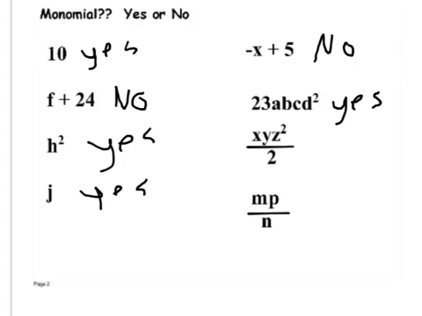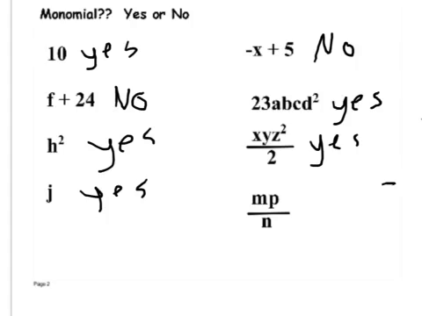XYZ squared over 2? Yes, because the constant is in the denominator, so that's okay. Dividing by 2 is the same as timesing by a half. Could I write it like this, 1/2 XYZ squared? Isn't that a monomial? So how is this any different? Because timesing by half is the same thing as dividing by 2, right? Yeah, there you go.